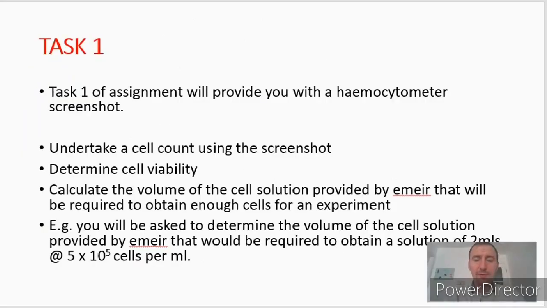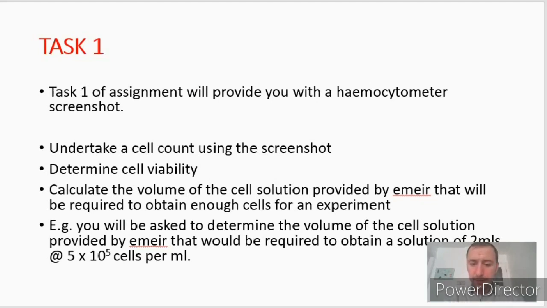So in terms of what you're being asked to do in relation to task 1 for assignment 2, task 1 of the assignment will provide you with a hemocytometer screenshot, and we're asking you to use that screenshot to undertake a cell count. What I'm asking you to do is to determine the percentage cell viability. I'll also ask you to calculate the volume of cell solution provided by Emer that will be required to obtain enough cells for an experiment.